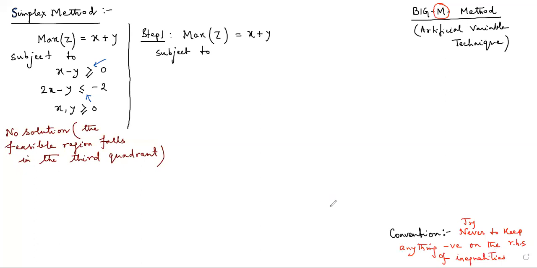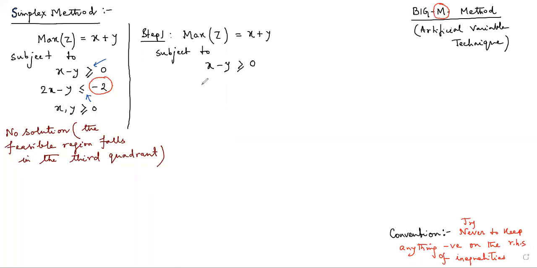Okay, so you see here in the inequality there is a negative number on the right hand side. First of all, before we begin anything with the simplex method, we'll try to make it positive. So this is very simple. What we need to do is that the first inequality will not change. First inequality is, on the right hand side, we have greater than or equal to 0.